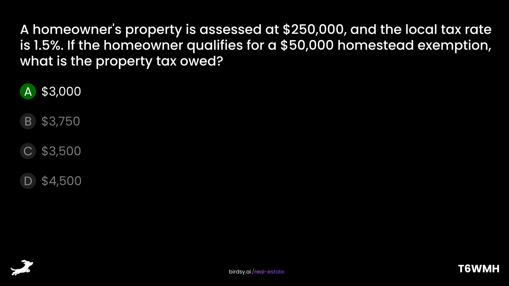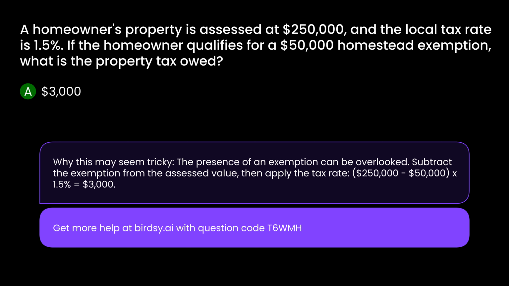$3,000. Why this may seem tricky: the presence of an exemption can be overlooked. Subtract the exemption from the assessed value, then apply the tax rate. $250,000 minus $50,000 times 1.5% equals $3,000.